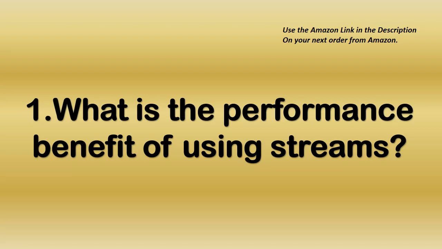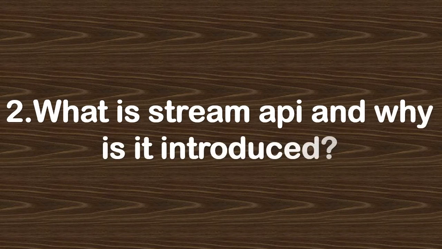Next question was, what is stream API and why was it introduced in Java 8? So one has to explain this. What is a stream is what you will say. A stream is a way of processing data, and you can give whatever definition you have.